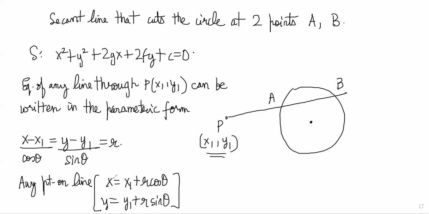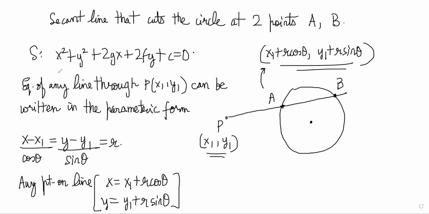So if you have point A and point B, these are both points on the line. So point A can be written as (x1 + r cos θ, y1 + r sin θ). In that case, point A also satisfies the circle equation. So you can put this into the circle equation and you will end up getting a quadratic equation in r.